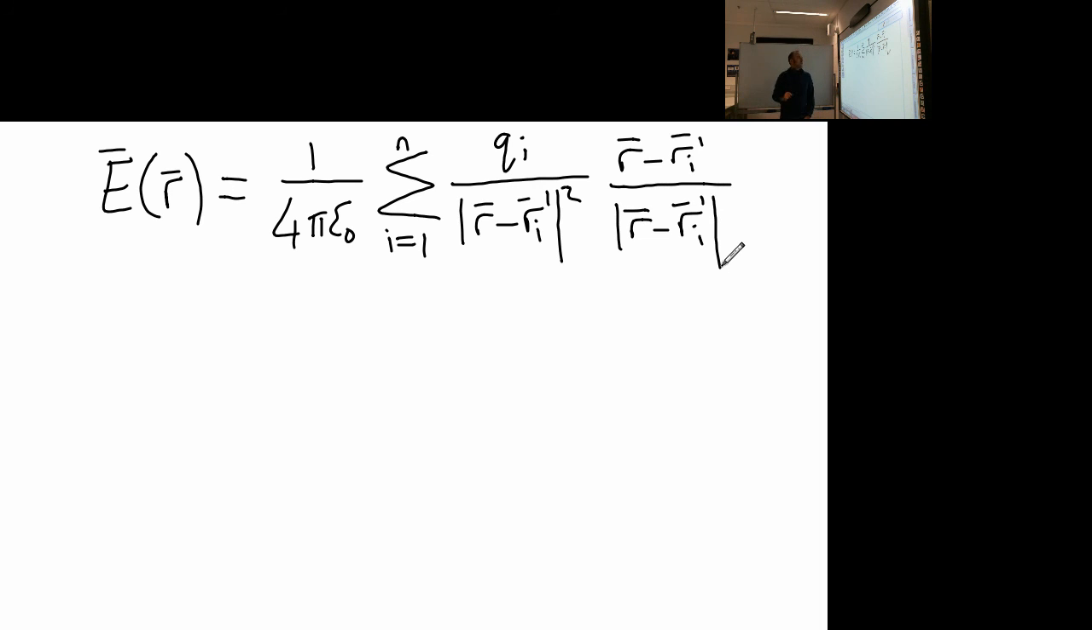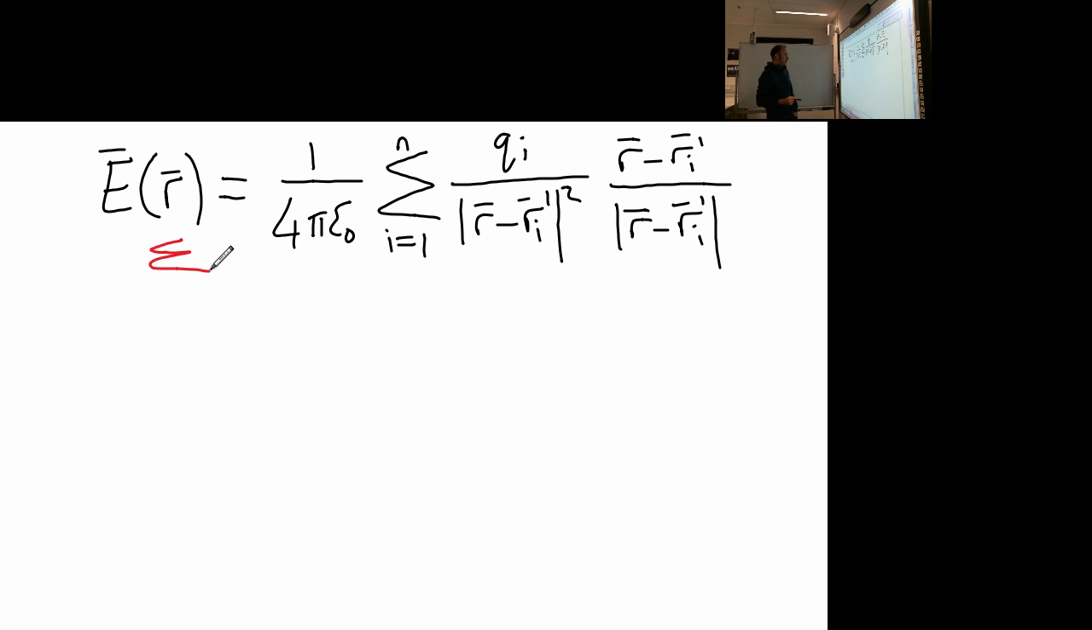Okay, so this is our electric field. You can see the electric field is a vector, and it's dependent on position. It's dependent on our point of observation. Okay, so it's dependent on R. Okay, which is a point of observation.